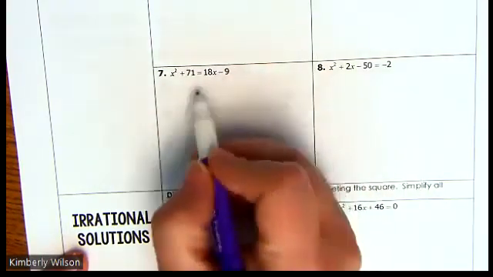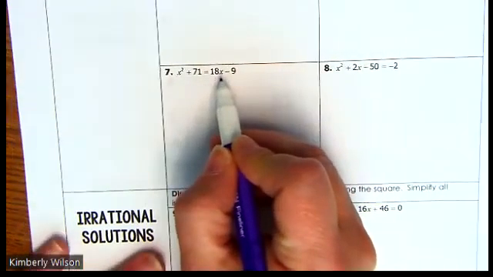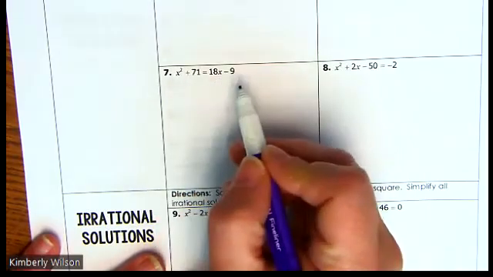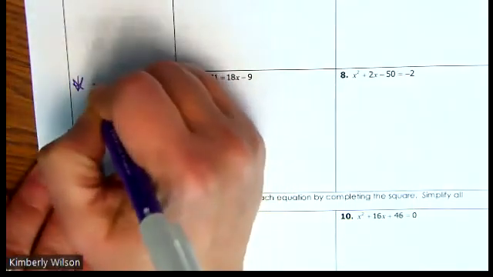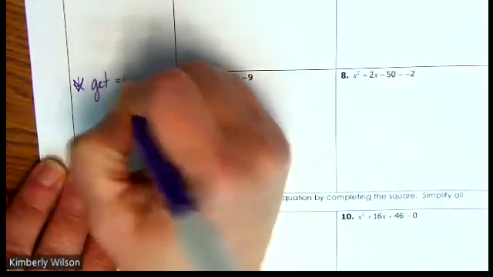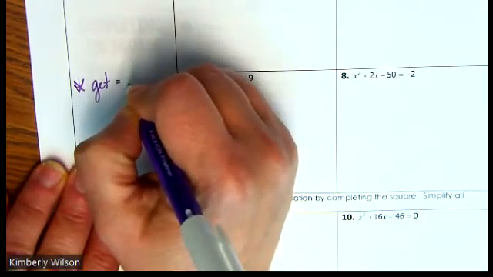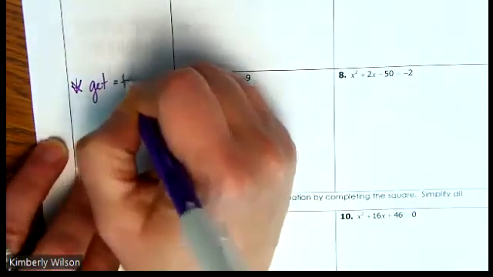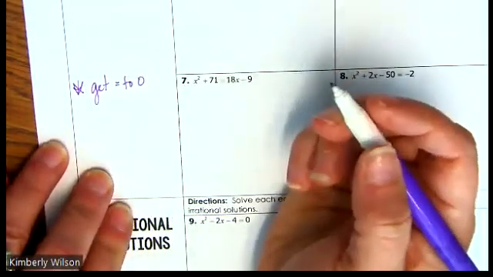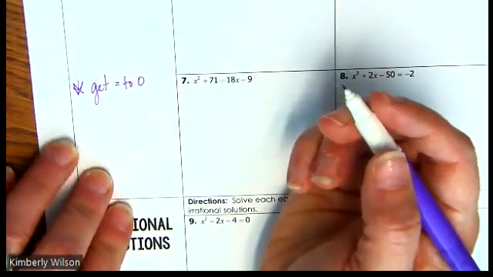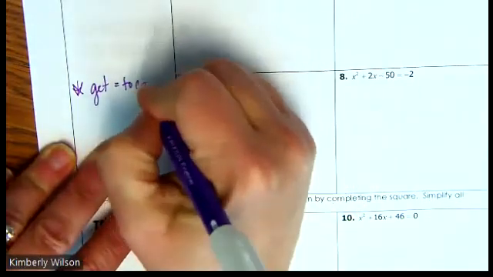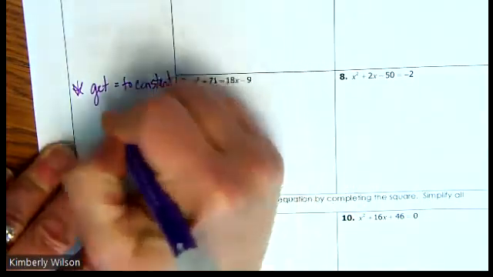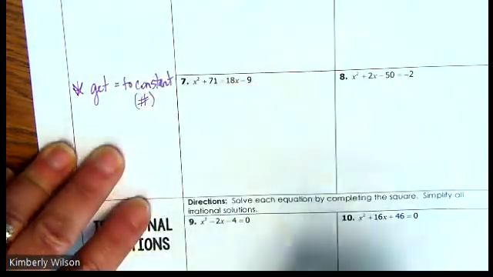Yeah, that one's kind of a little weird because I've got the 18x over here. I've got to get it to where it's all on the same side and equal to 0. Or no, equal to the constant would be better. Yeah, might as well. That way you don't have to move it again. Get equal to the constant, which is the number by itself.